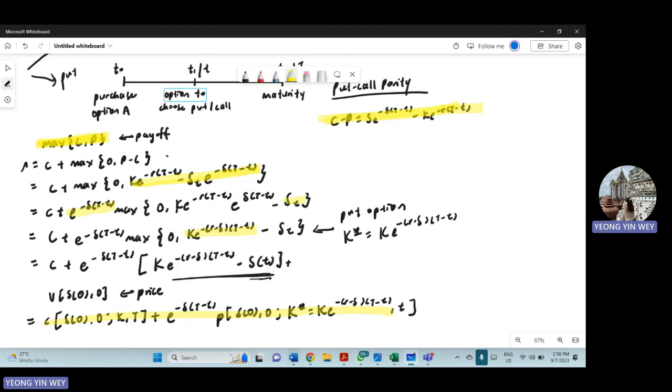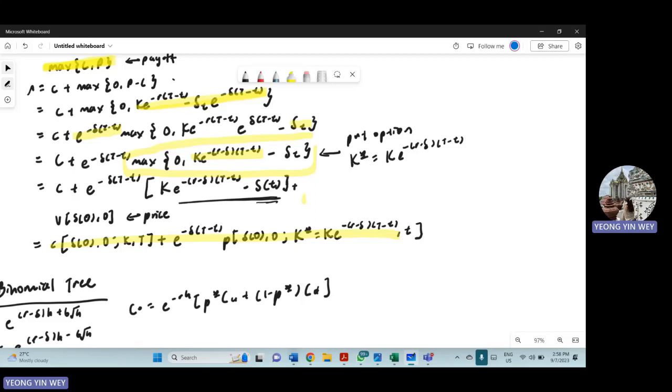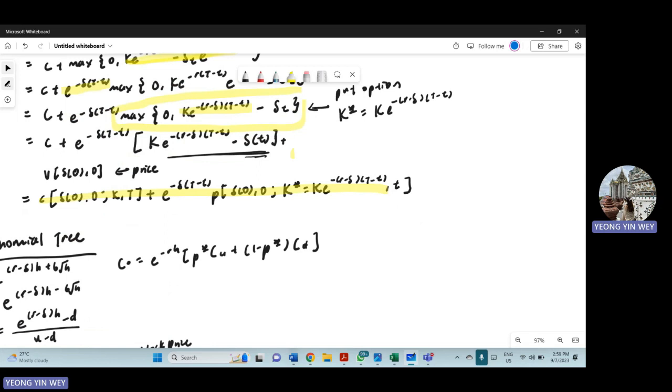Basically this maximum is equal to the formula for the put option, where K star is equal to K times e^(-(r-delta)T), labeled as the put option. The price of the chooser option is just equal to the call option with big T plus e^(-delta T) times the put option with small t. But please remember this K star is the new strike price, so we do not use the old strike price. We need to multiply by e^(-(r-delta)T).